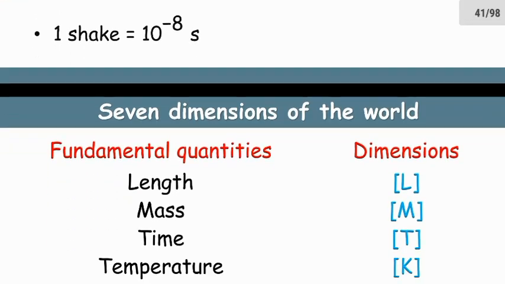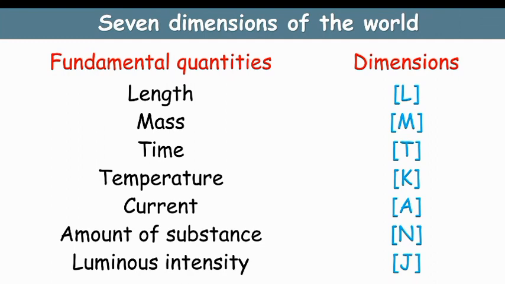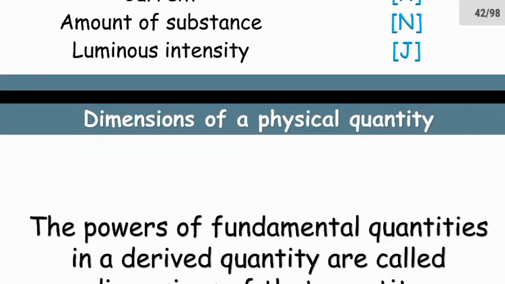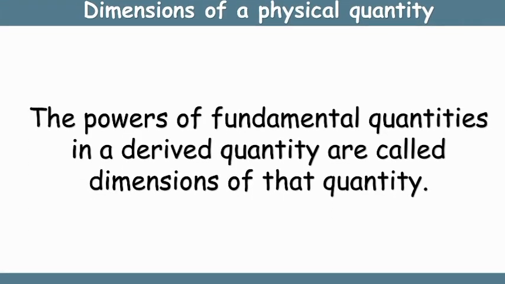Once you go through this slide again, these are the seven dimensions of the world. Length, we use the letter L in brackets. Dimensions, we generally write in square brackets. Mass, M. Time, T. Temperature, K. Current, A, for Ampere. Amount of substance, N. And luminous intensity, J.